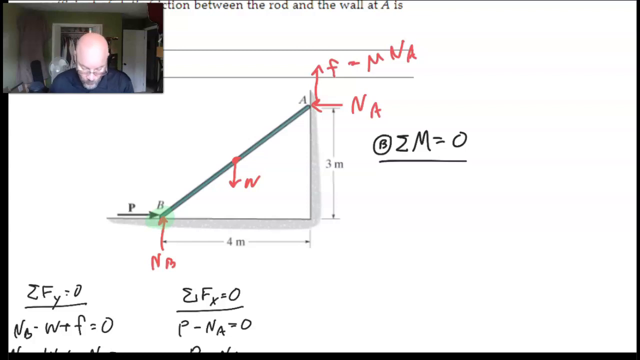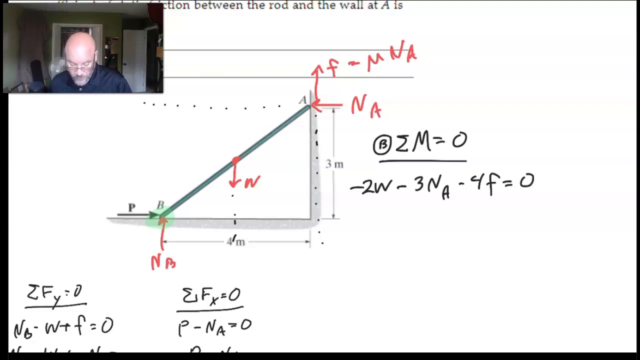W is out there. Here's our line of action, a distance 2. So we've got 2W, and it's negative. And then let's move to NA. NA's got a line of action over here, so that's 3, and it's negative. So minus 3 NA. And then our friction's line of action is along here, so that's 4. It's also negative. So we've got minus 4 times the friction, which is equal to 0.